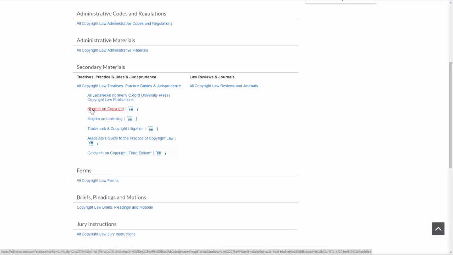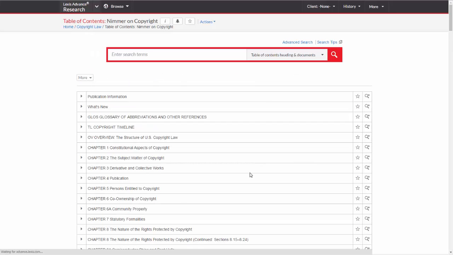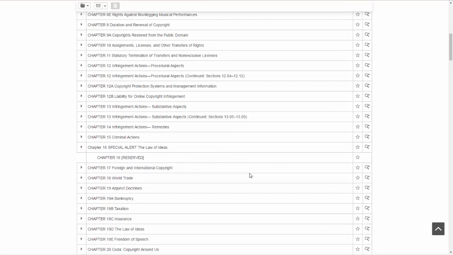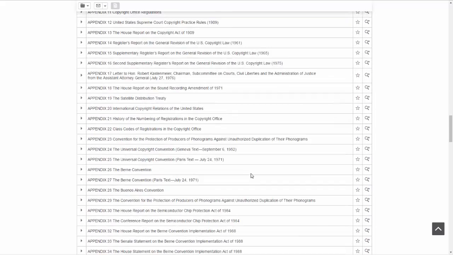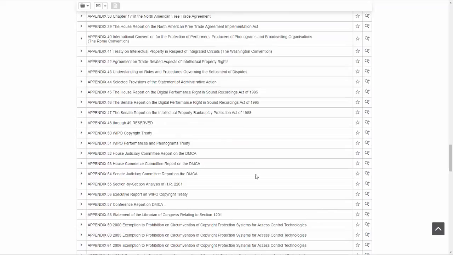If you click on the table of contents here for Nimmer on Copyright, you'll see that this is a multi-volume set that includes lots and lots of materials dealing with copyright. Think of this as your copyright Bible.